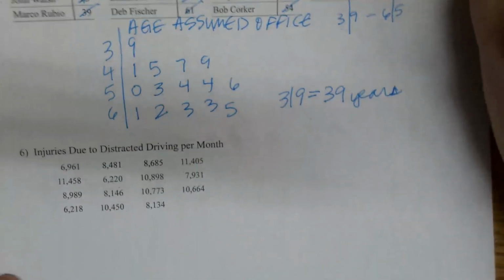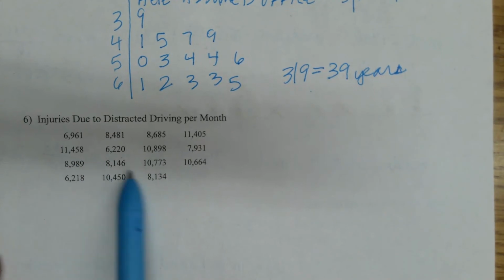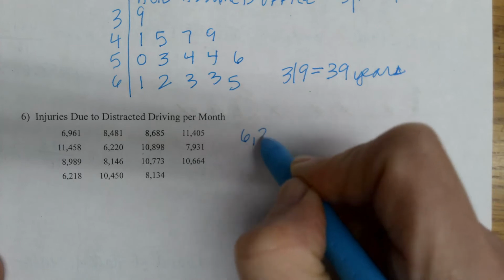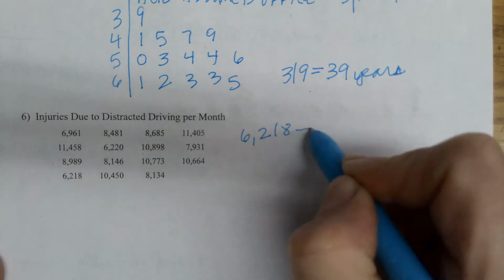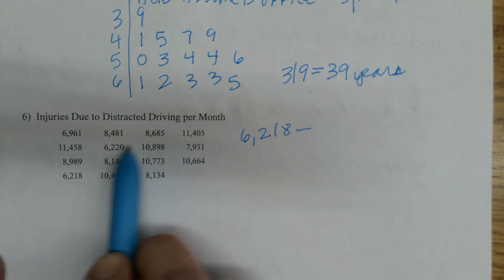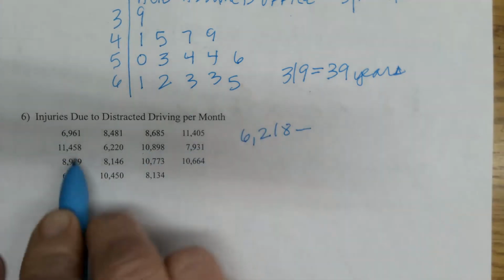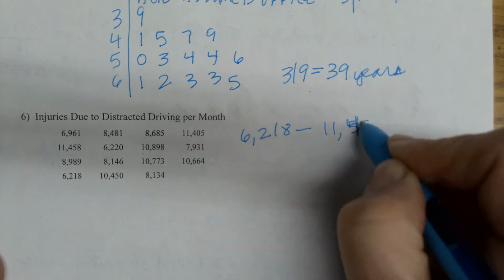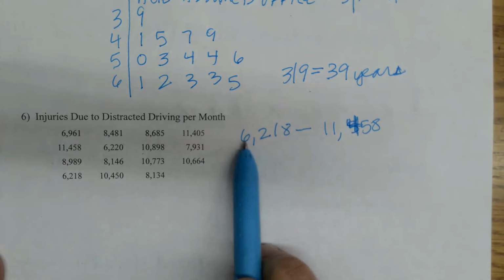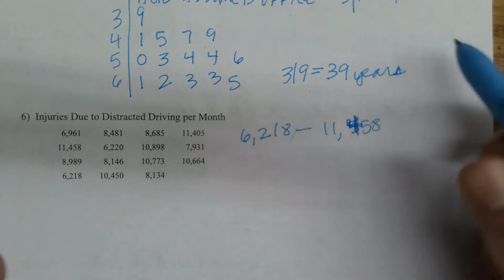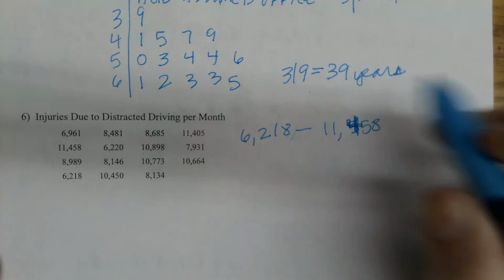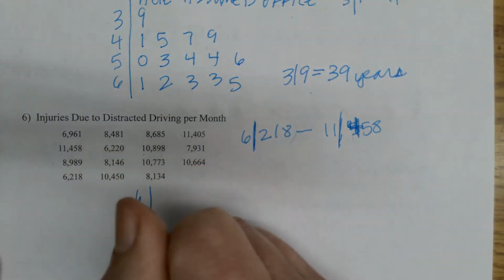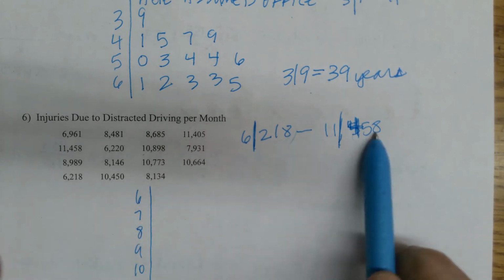When you do your stem and leaf plot for the next data, I'm going to let you guys finish this one on your own, but your smallest number is 6,218, and the biggest number is 11,458. The problem that we're going to have in this set of data is that I have too many numbers after my potential leaves. I would like my stems to go from 6 to 11, so 6, 7, 8, 9, 10, 11. But my stems have too many numbers after them.